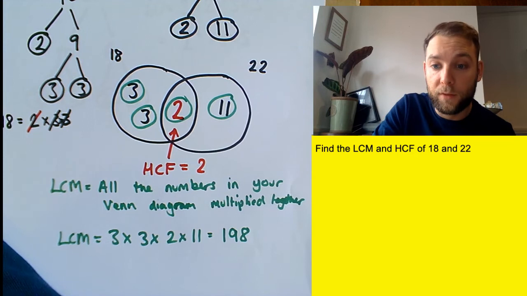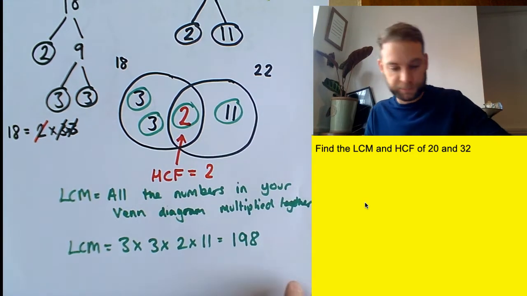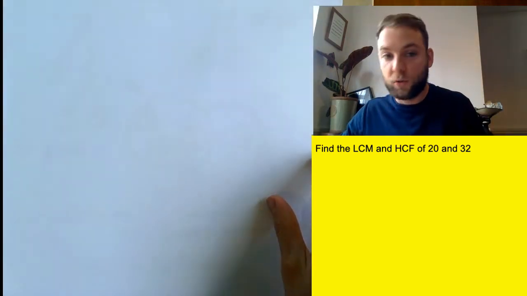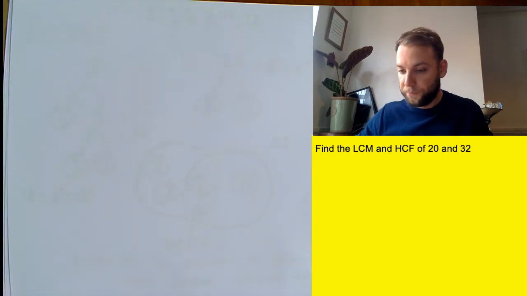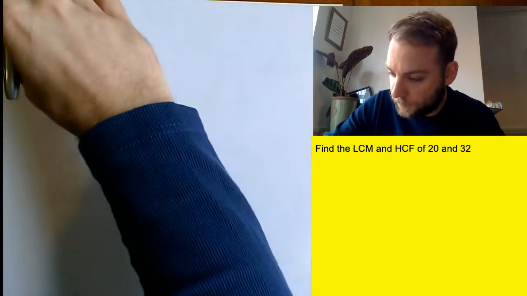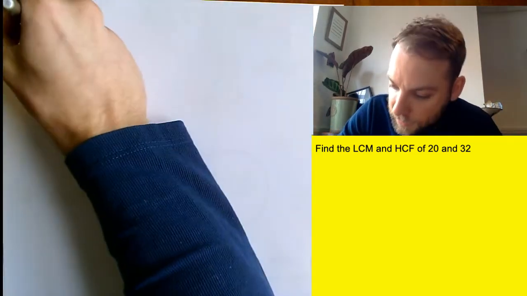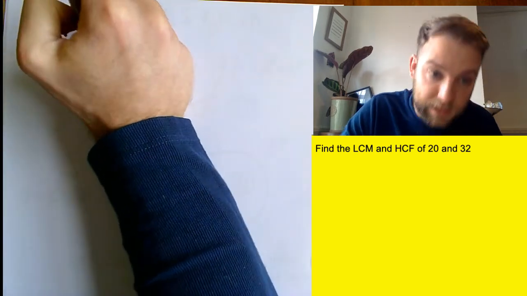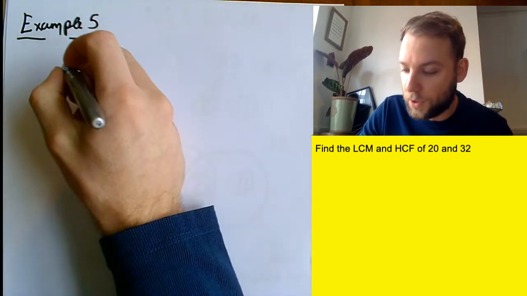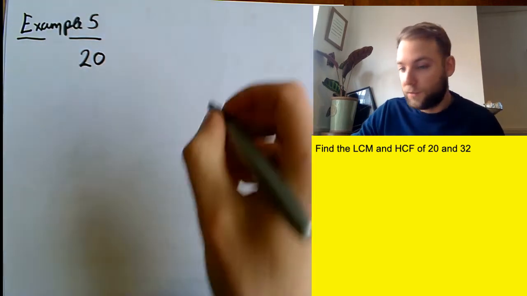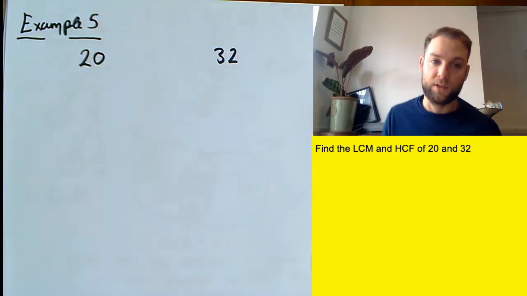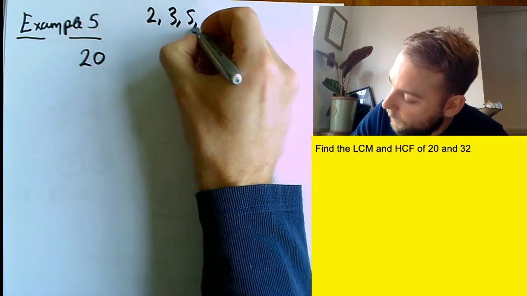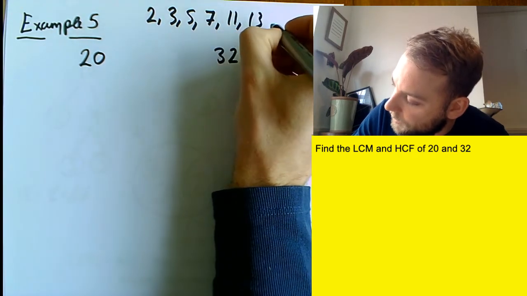Let's just do one more of these examples, and then I'm going to give you a second to have a go at them yourself. So, find the lowest common multiple of 20 and 32. Now, this is example 6. Let's just check. Oh, it's example 5, sorry. Example 5. So the first thing we're going to do is find the prime factors of 20 and the prime factors of 32. So the prime factors of 20, let's write down what my prime numbers are. 2, 3, 5, 7, 11, 13, so on and so forth.